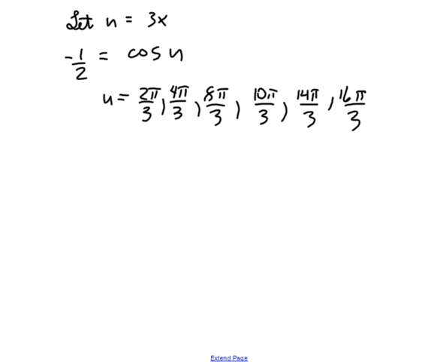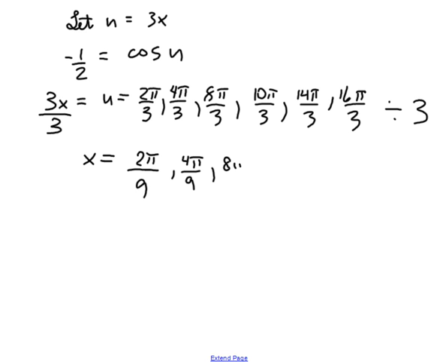So since 3x is equal to u, what angle x do those values occur at? So we'll need to divide the left-hand side by 3 and the right-hand side by 3. So x equals 2 pi over 9, 4 pi over 9, etc. Now I'm going to write all of these up, but at this point you might want to refer to the domain, the search area that the question was asking for.